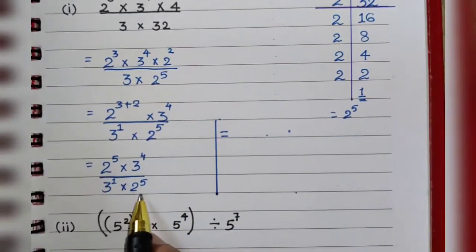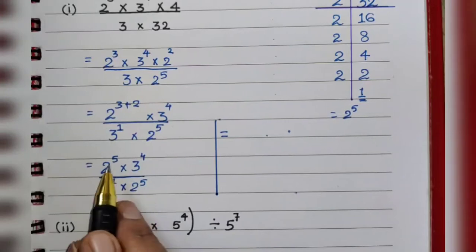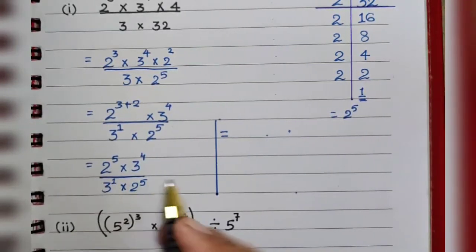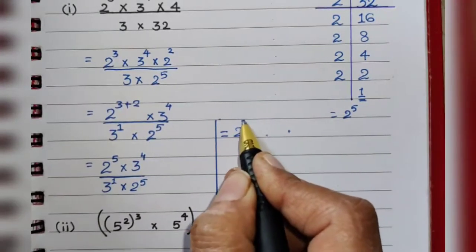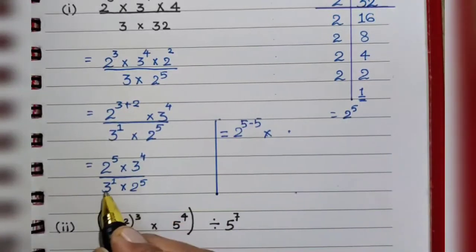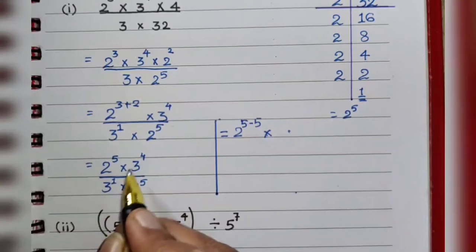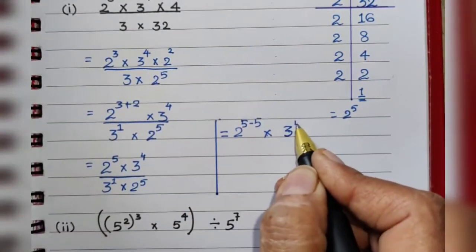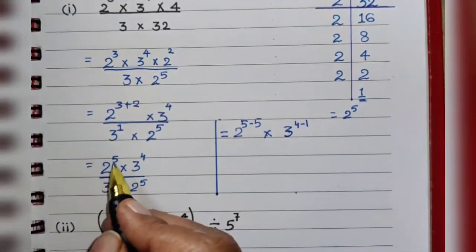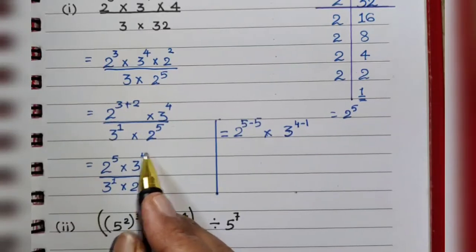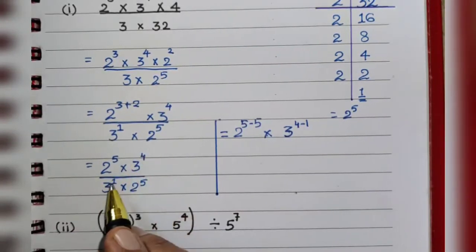This 5 and this 5, you could see they are in division form. One is in the numerator, the other is in the denominator. That means they are in division form, so we will subtract the powers because they are in division form. Now you could see 3 also, one in the numerator, another in the denominator. So this 3 is also in division form, so the powers will get subtracted. That is 3 to the power 4 minus 1. The above power will subtract the below power. That means this 5 minus 5 and this 4 minus 1.